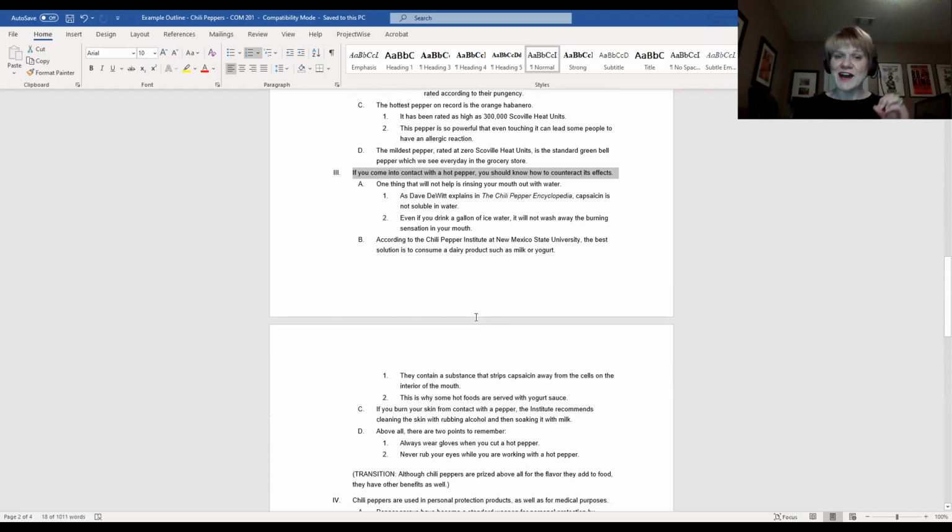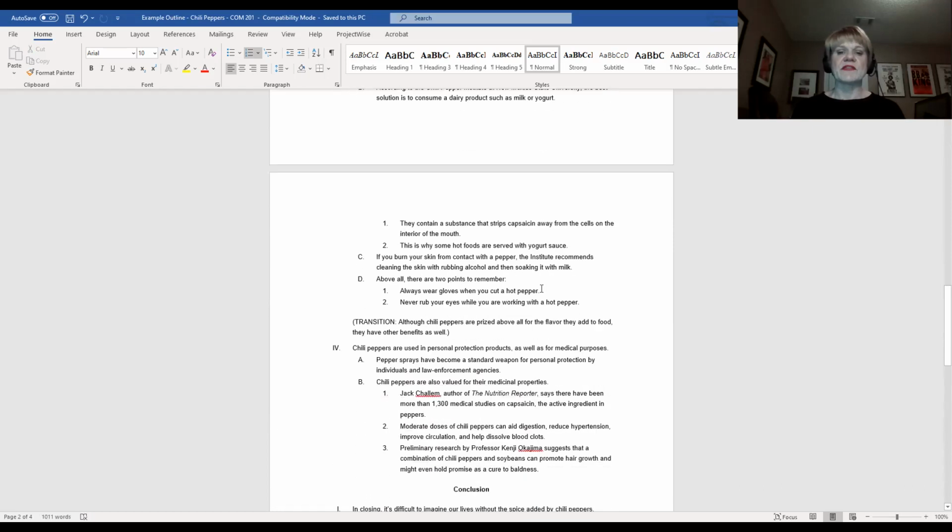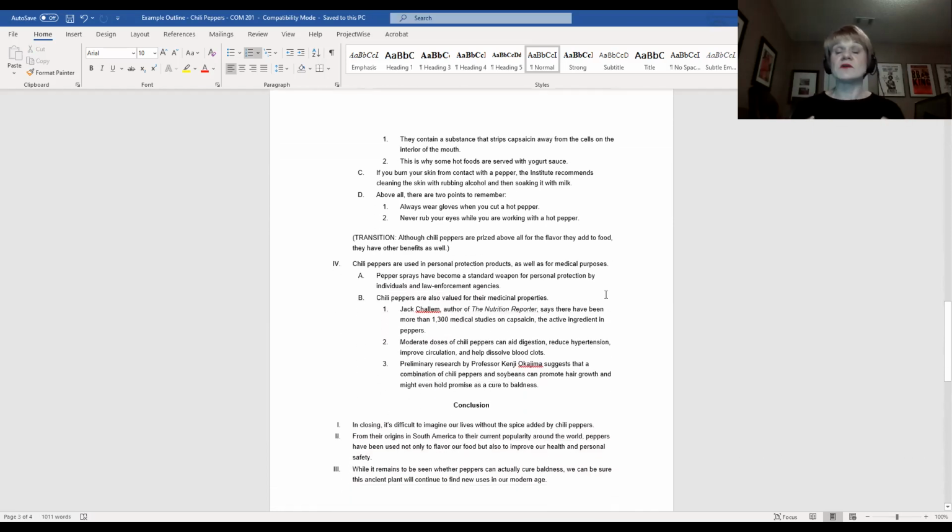One thing that will not help is rinsing your mouth out with water. As Dave DeWitt explains in the Chili Pepper Encyclopedia, capsaicin is not soluble in water. So even if you drink a gallon of ice water, it's not going to wash away the burning sensation in your mouth. According to the Chili Pepper Institute at New Mexico State University, and there is such a thing, the best solution is to consume a dairy product such as milk or yogurt. They contain a substance that strips capsaicin away from the cells on the interior of the mouth. This is why some hot foods are served with yogurt sauce.